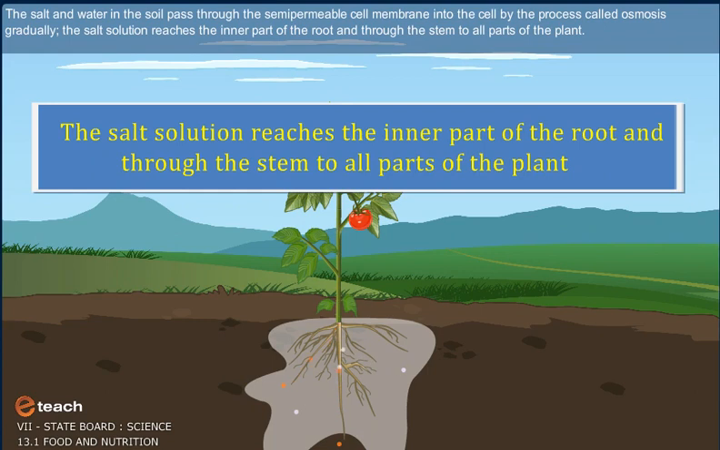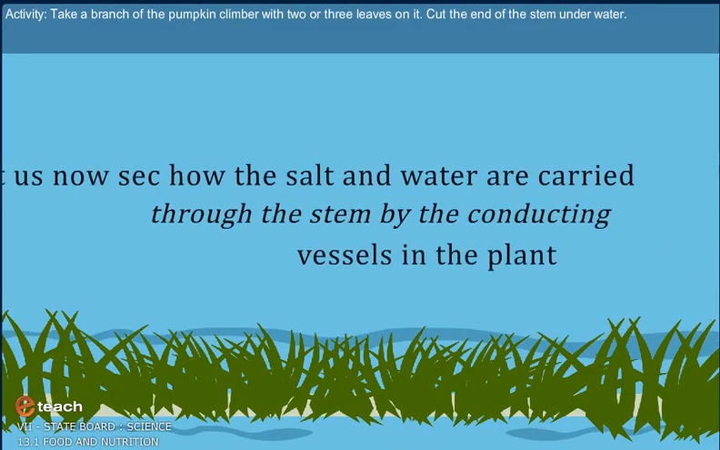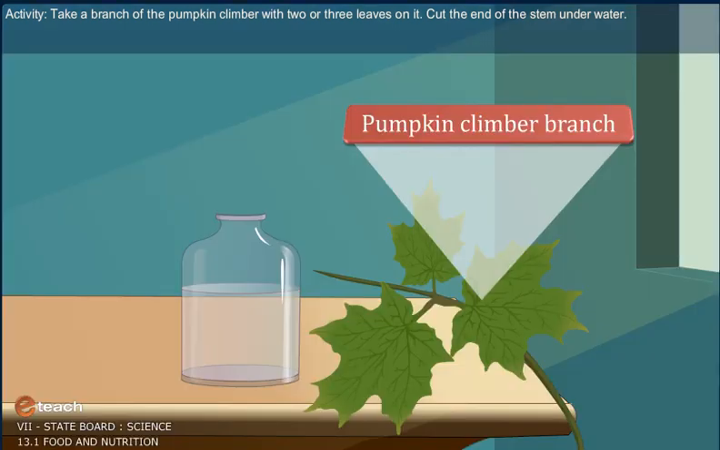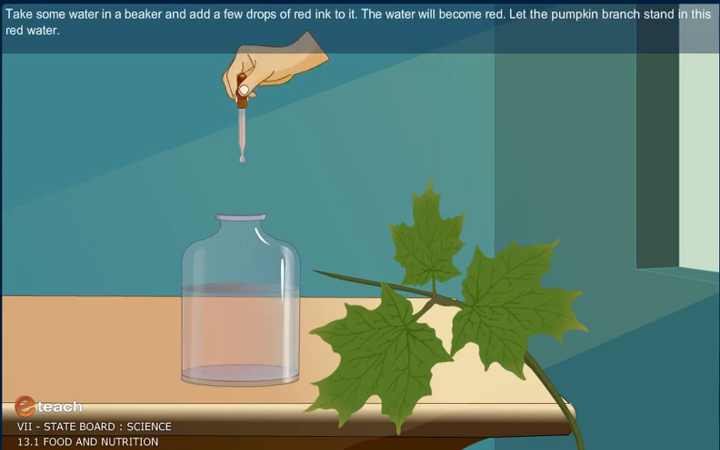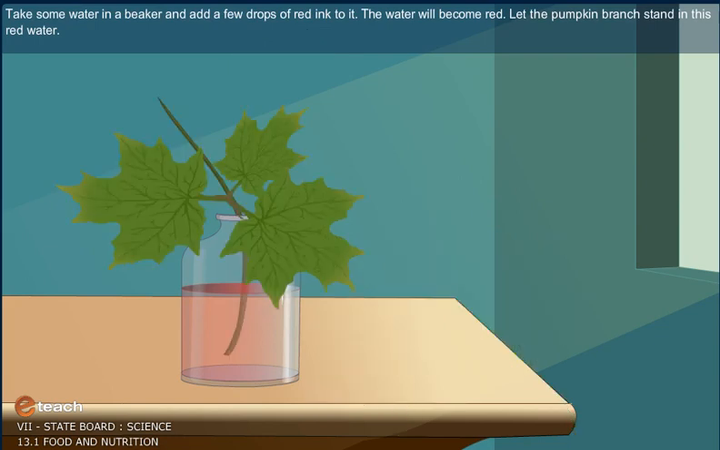The salt solution reaches the inner part of the root and through the stem to all parts of the plant. Activity. Take a branch of the pumpkin climber with 2 or 3 leaves on it. Cut the end of the stem under water. Take some water in a beaker and add a few drops of red ink to it. The water will become red. Let the pumpkin branch stand in this red water.